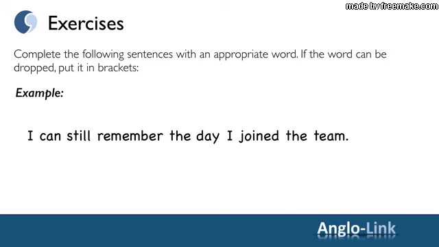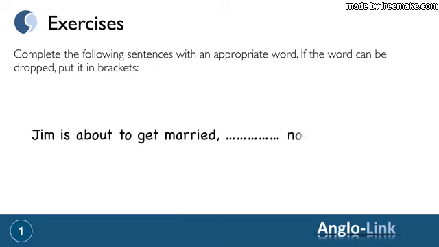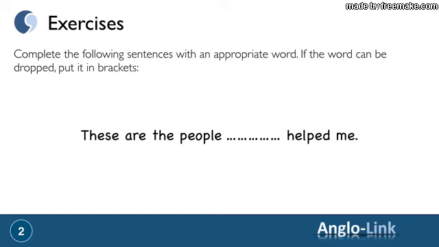Okay, let's begin the exercises. Number 1. Jim is about to get married. No one expected. Jim is about to get married, which no one expected. You cannot drop the relative pronoun. Number 2. These are the people helped me. These are the people who or that helped me. You cannot drop the pronoun.